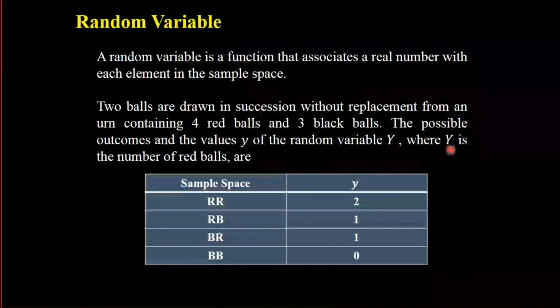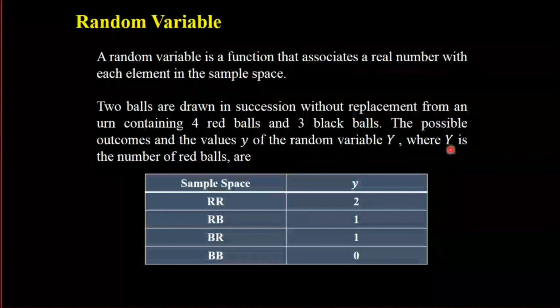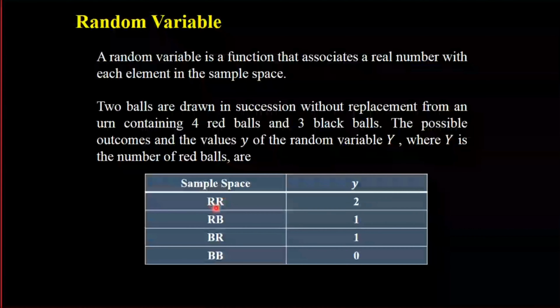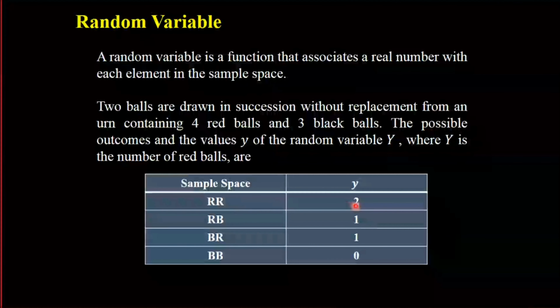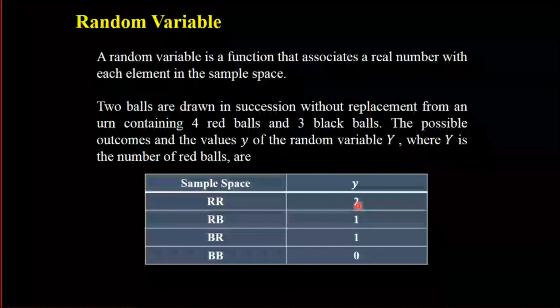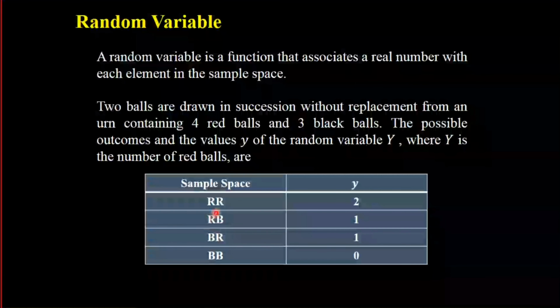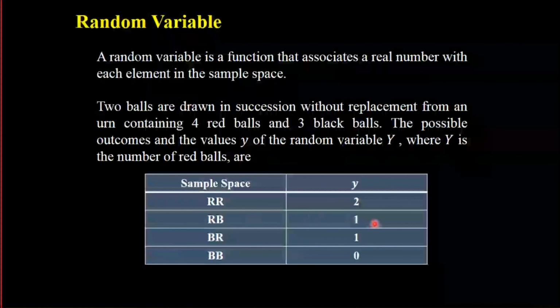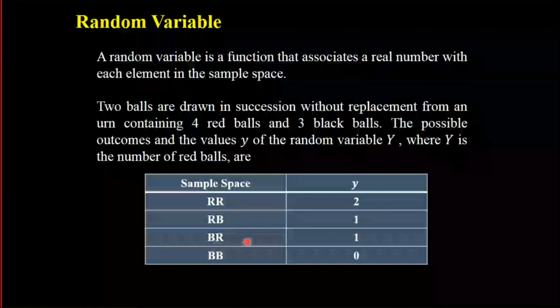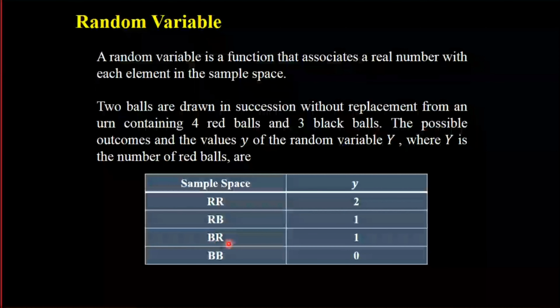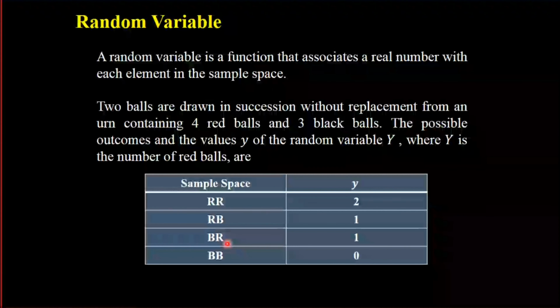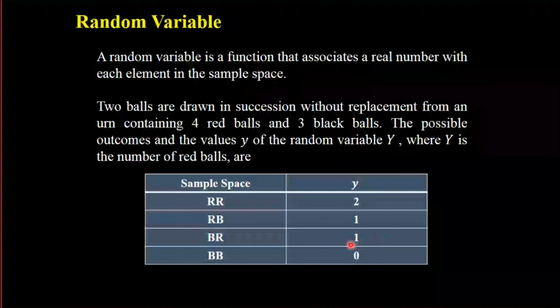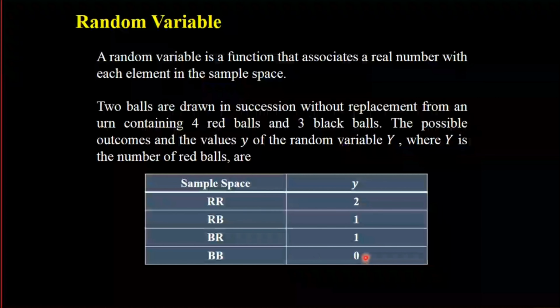Because we are considering capital Y, we are considering the case where the number of red balls drawn. So 2 red balls, that's why the random variable is 2 here. The value is 2 here. RB, one red ball. Okay, so 1. BR, first black, then second red. That means 1 red is coming altogether. So it is 1. Black, black, so it will be 0.